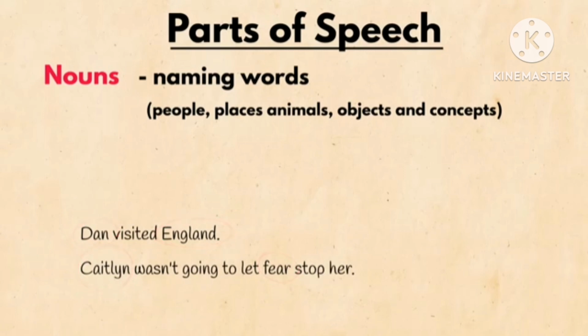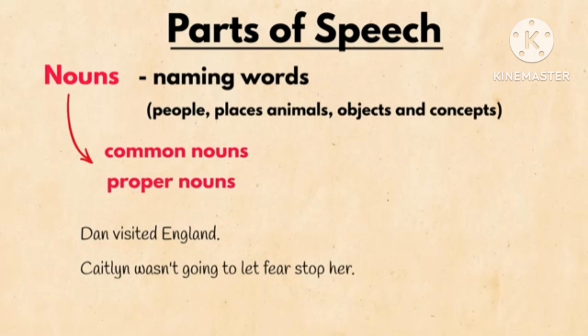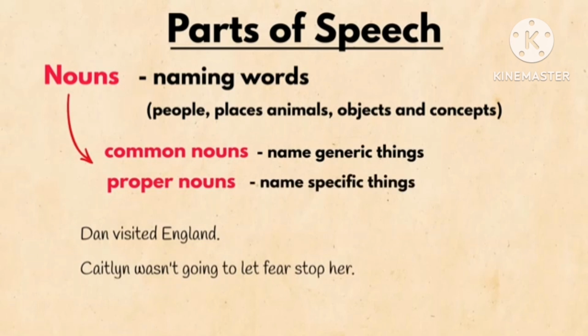There are 2 types of nouns: common nouns and proper nouns. Common nouns name generic things. Proper nouns, on the other hand, name specific things. Proper nouns need capital letters. In our 2 sentences, we have 1 common noun and 3 proper nouns. England refers to a specific country, and Dan and Caitlin refer to specific people.